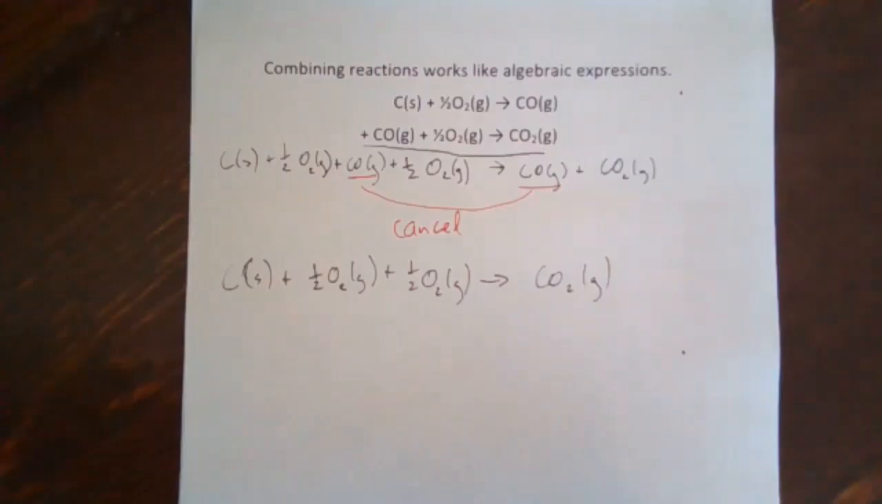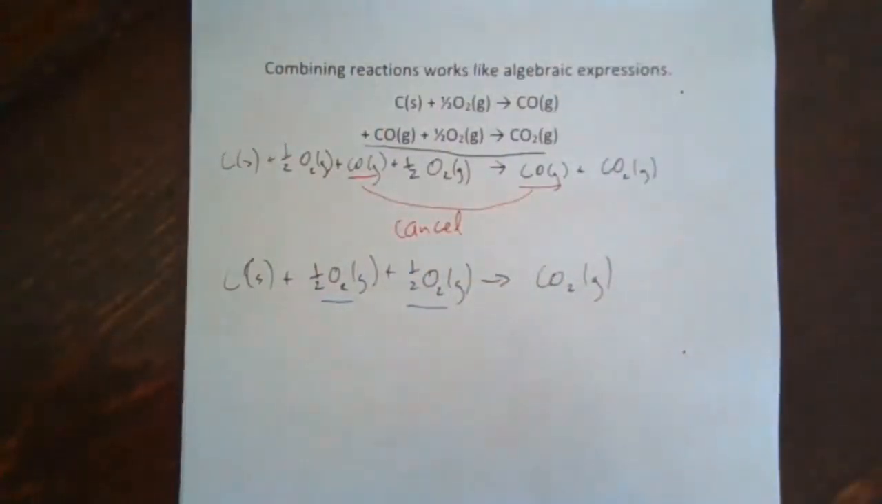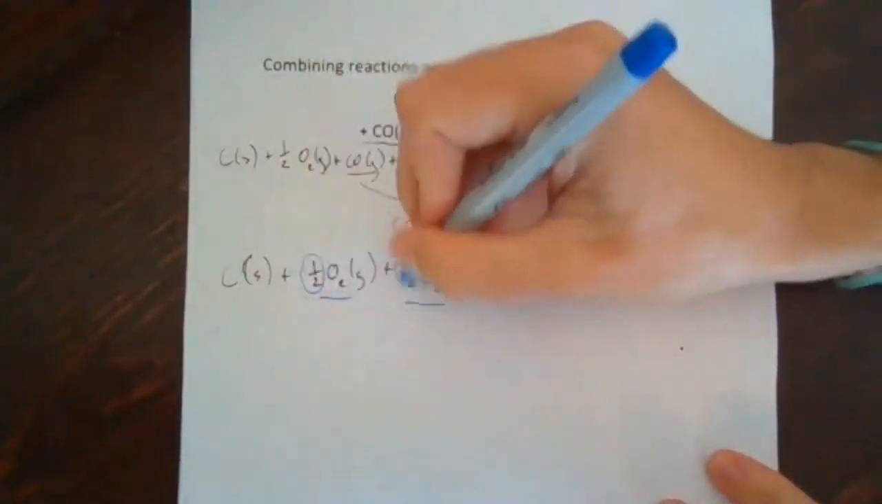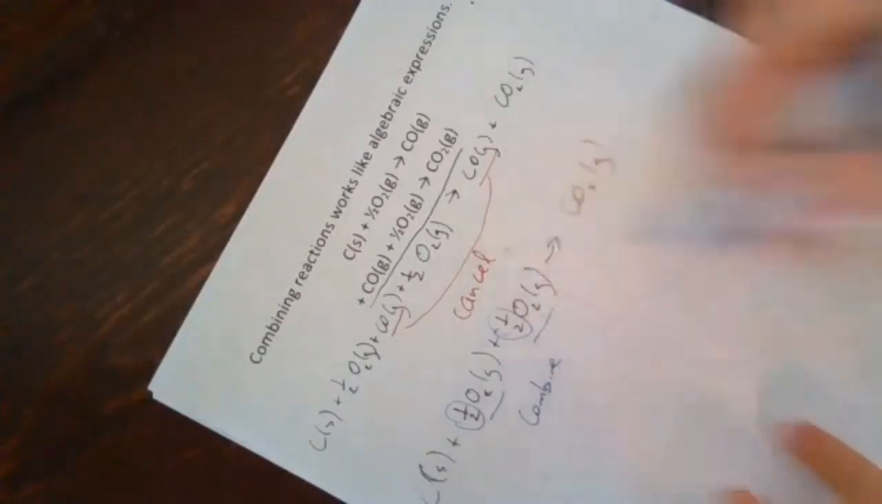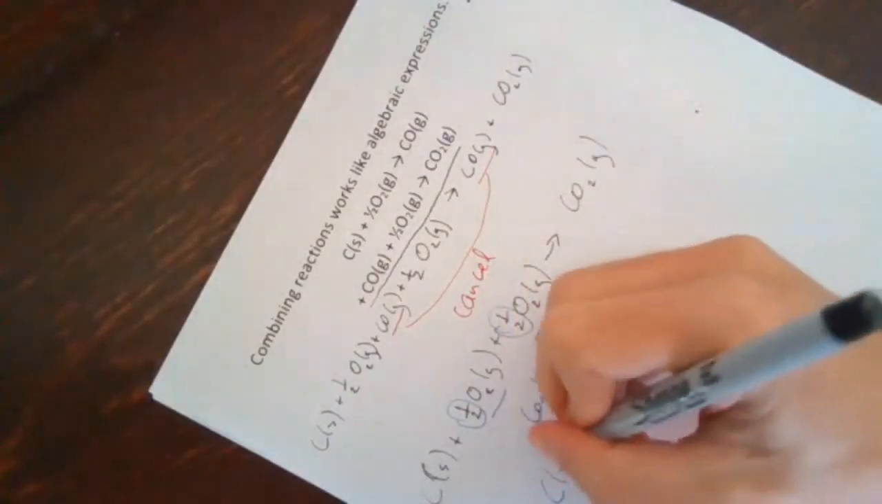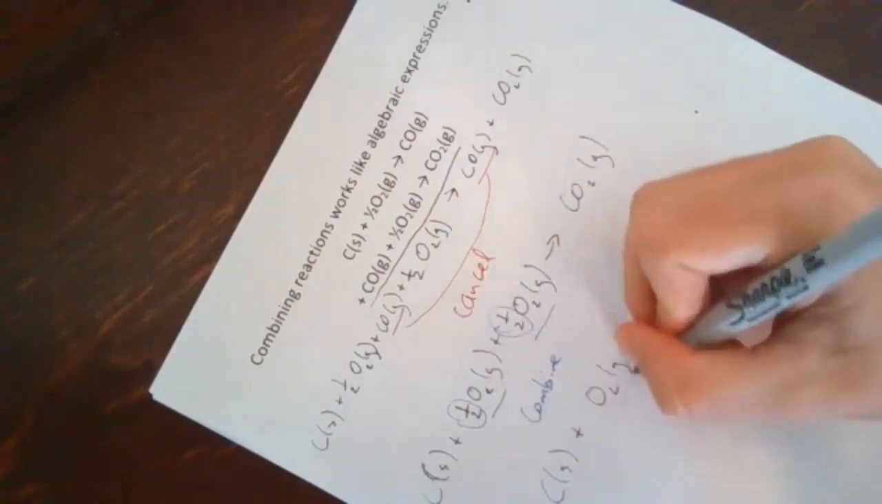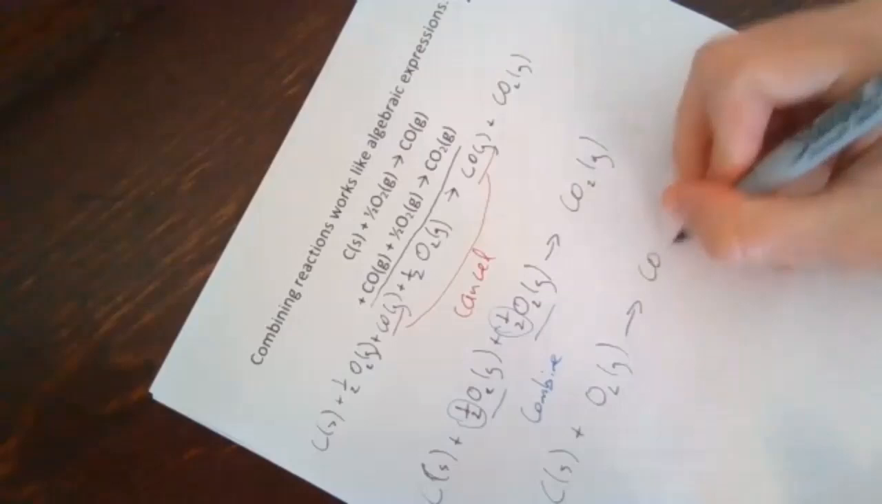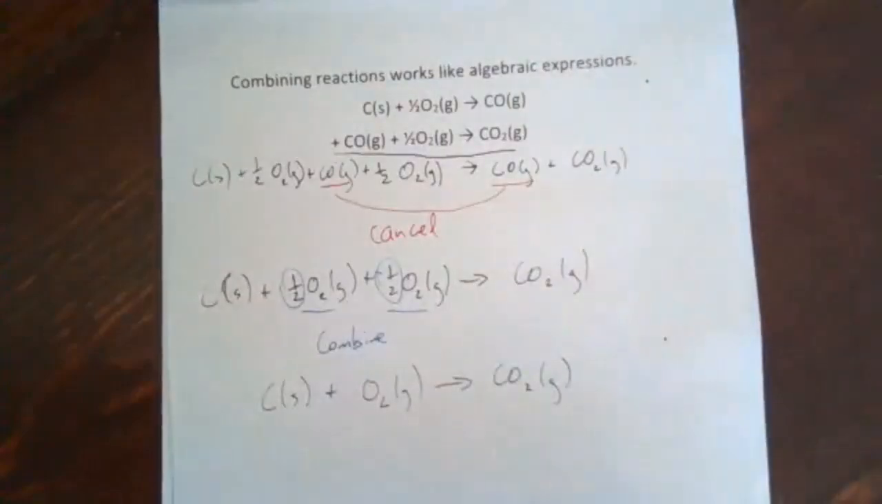The other thing we want to see is that these are the same thing, but they're on the same side of the reaction. So we don't need to cancel them, we instead need to combine them. Those are both 1/2s, which add together to give me 1. So carbon solid plus 1/2 plus 1/2, which is 1 O2 gas, gives me CO2 gas.